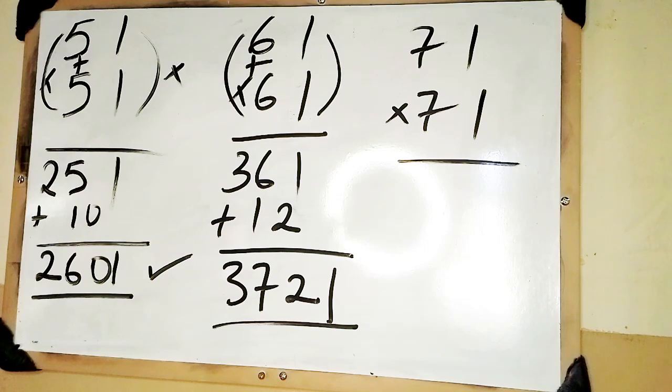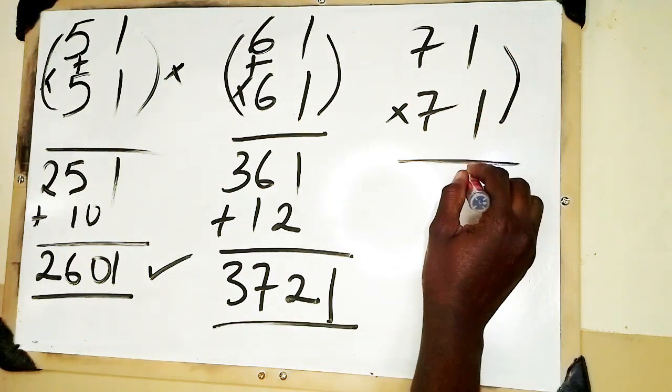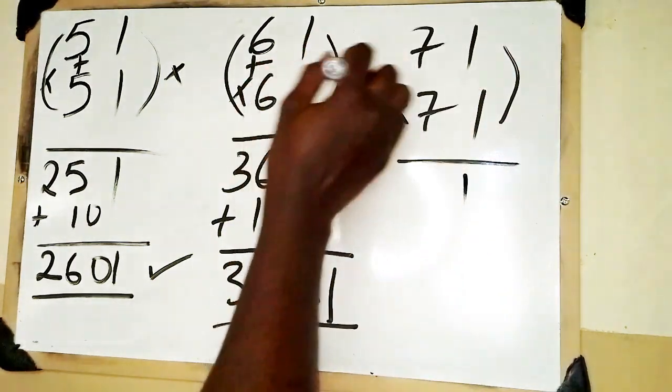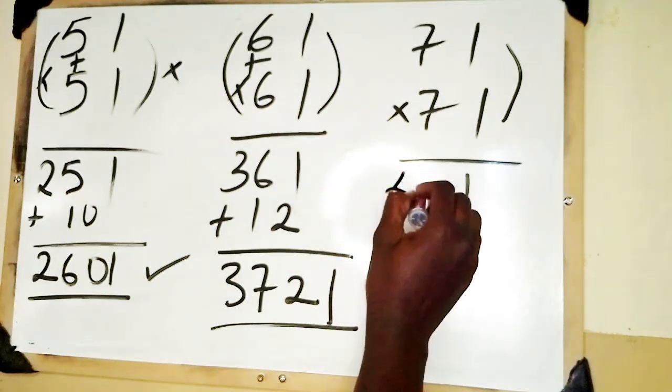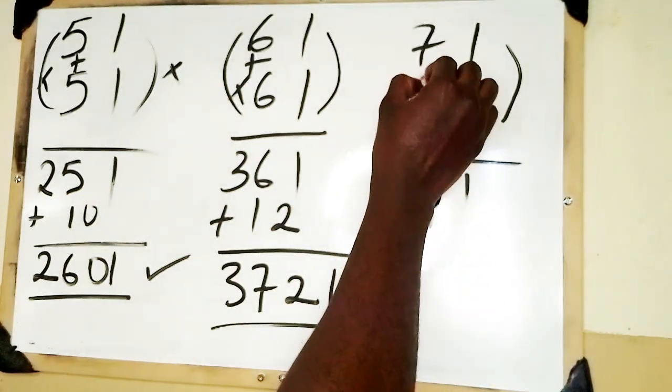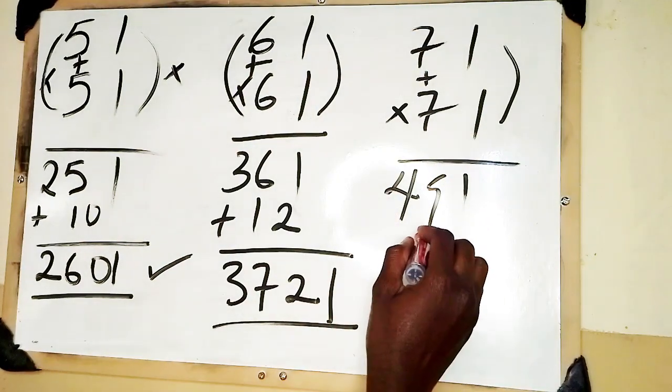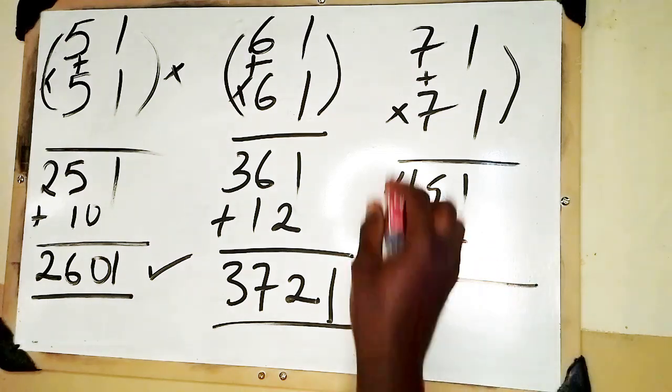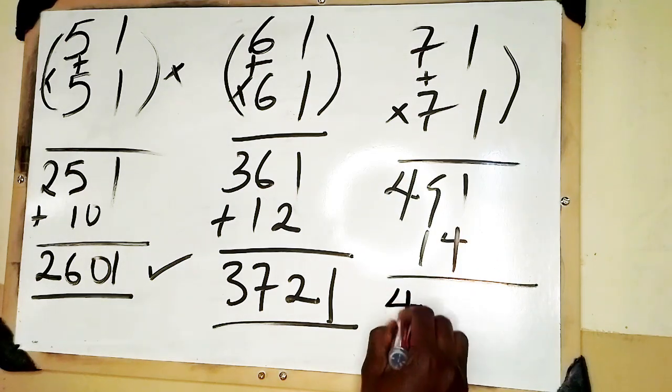Now for 71 times 71, you have 1 times 1, 1. 7 times 7, you have 49. 7 plus 7, you have 14, which you place here. Add this up, you have 4.